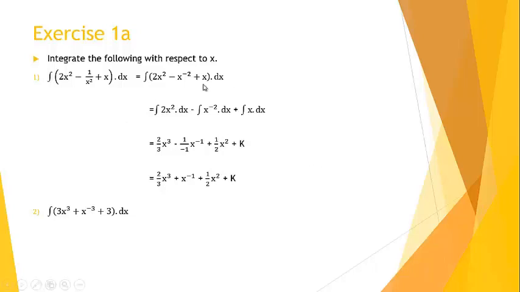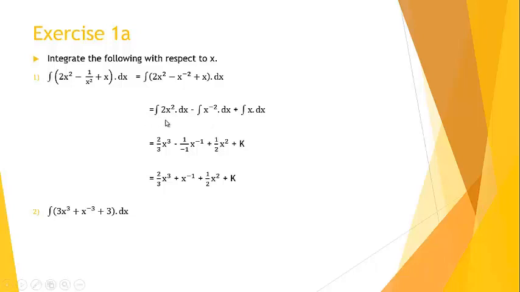So we get a negative power because the x squared, which is the denominator in this term, goes to the top, and when it goes to the top, it becomes a negative power. And now we can distribute the terms inside the brackets into individual integrals. So we'll get integral of 2x squared with respect to x, take away integral of x to the power negative 2 with respect to x plus integral of x with respect to x.